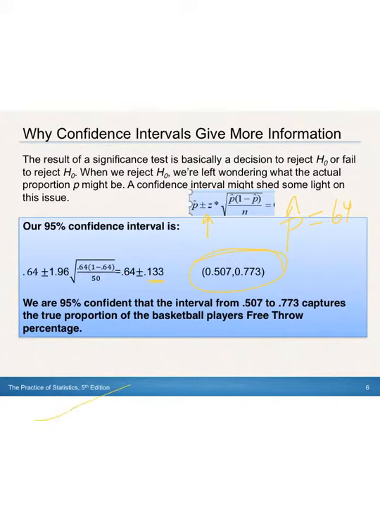Putting this in the visual of the normal curve, here's 2 standard deviations away and 2 standard deviations up, and we get from 0.507 to 0.773. We're confident that 95% of the intervals will capture the true proportion. And notice, in this interval, 0.8 never shows up. So that's another way of checking to see if there's convincing evidence against the null. And in this case, there is.